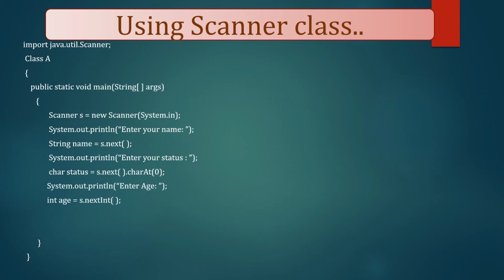Now we will display "Enter age", and the return type of our age is always integer. So for receiving an integer as a return type we must use s.nextInt(), and next we will print out these simple basic statements, that is, name, status and age.